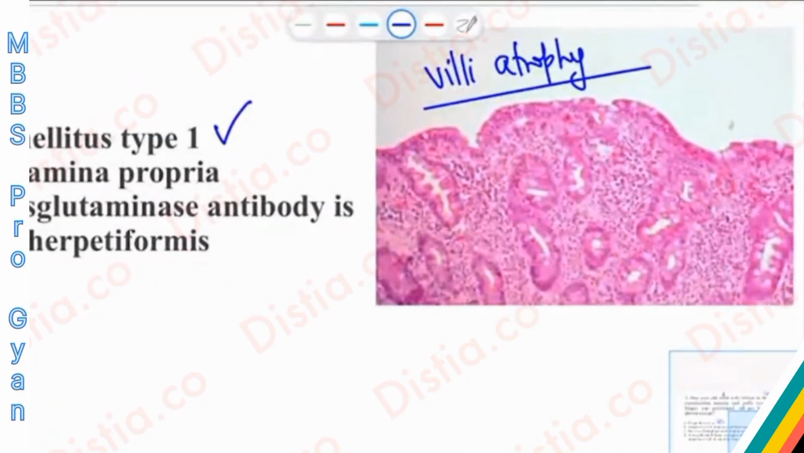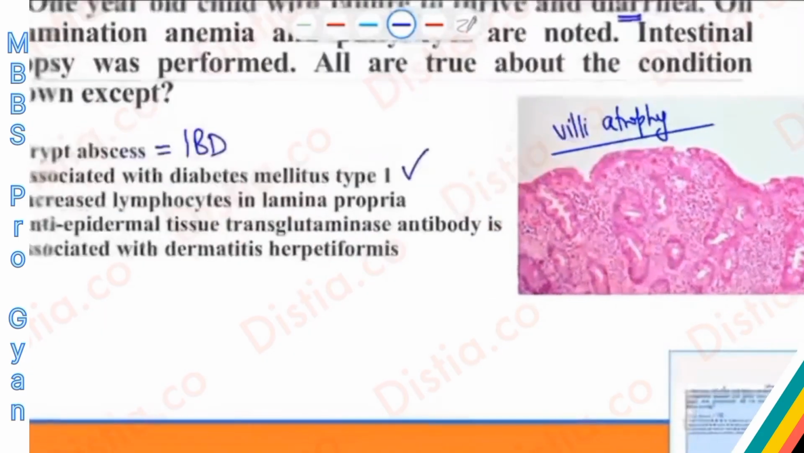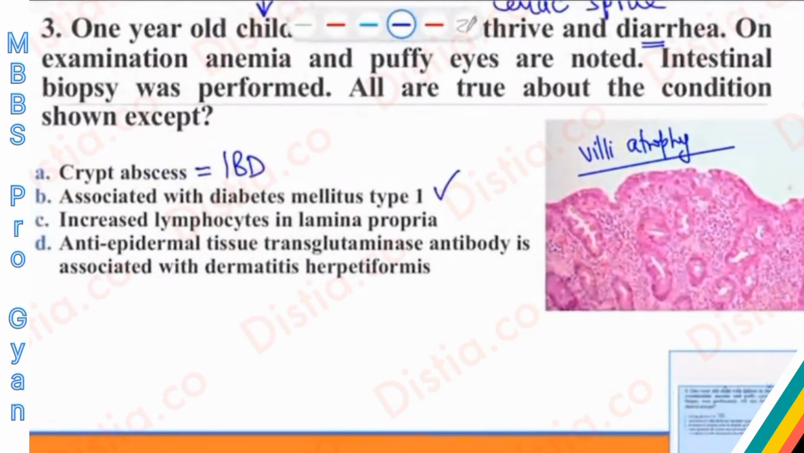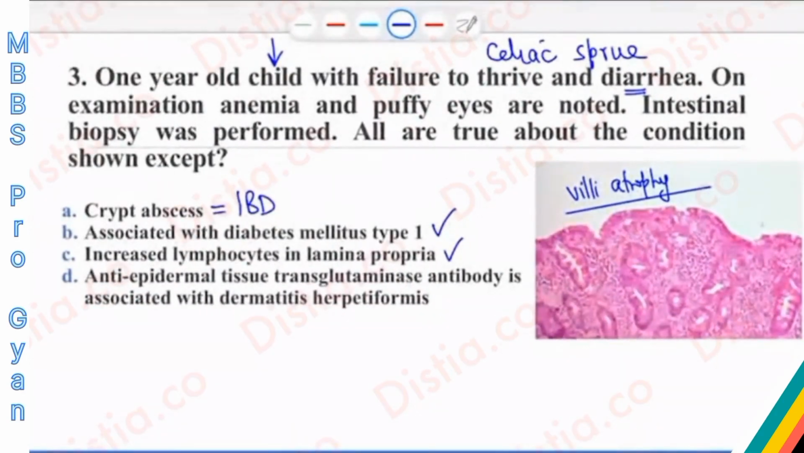And how do I know it is intestine? Because you can see the appearance of the glands. So villous atrophy is present in this image, and there could be some lymphocytic infiltration because it is an autoimmune disorder. After all, celiac sprue has an antibody. The name of that antibody is already given: anti-tissue transglutaminase antibody.